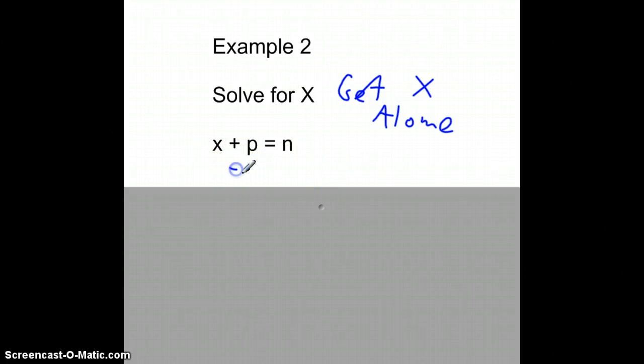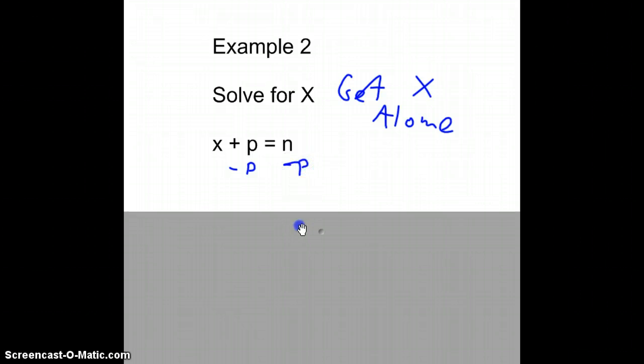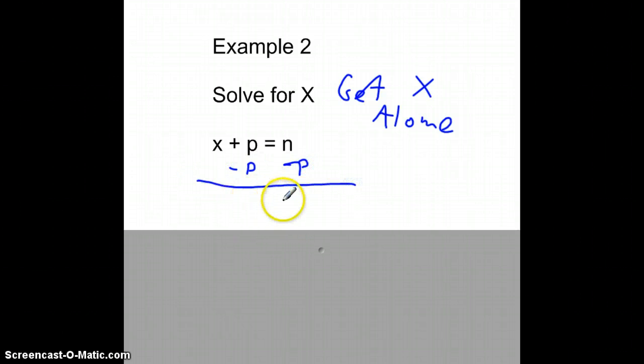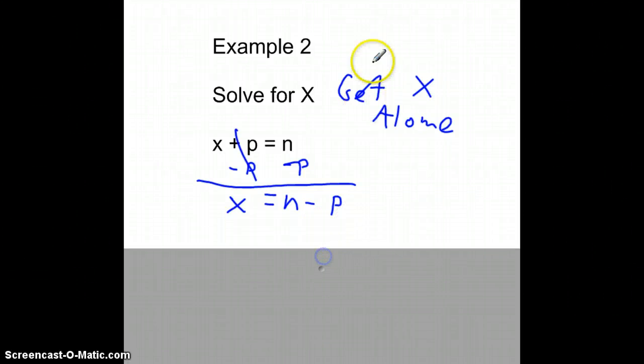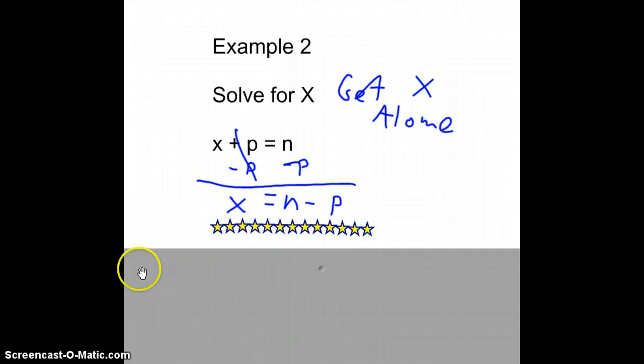Plus p here, so let's subtract p from both sides. Subtract p from both sides. Well, n and p are not like terms. So on the right side, we just have n minus p. We can't combine them. They're not like terms. It's done. And on the left side, these cancel each other out. What remains is x. So we got x all alone. X equals n minus p. If they were asking us to solve for x, well, that would be our answer right there. X equals n minus p. Piece of cake. Okay, don't freak out when you don't see those numbers.